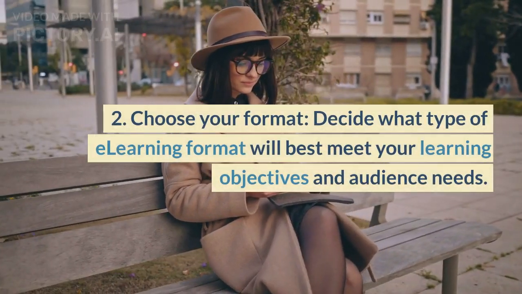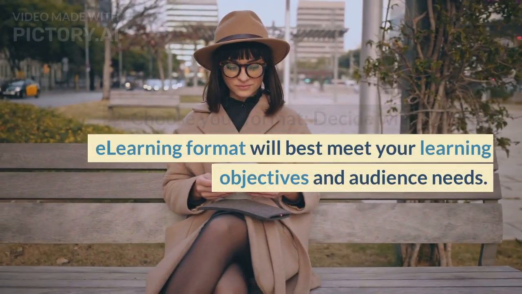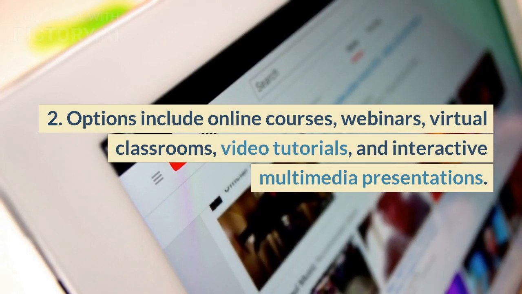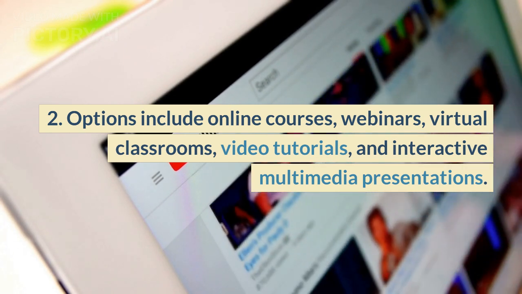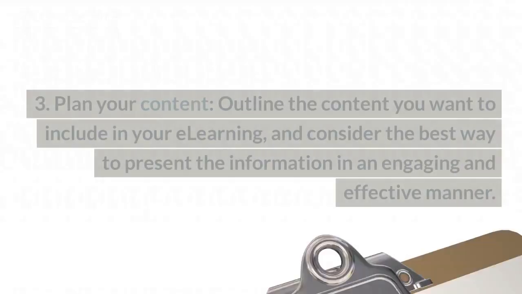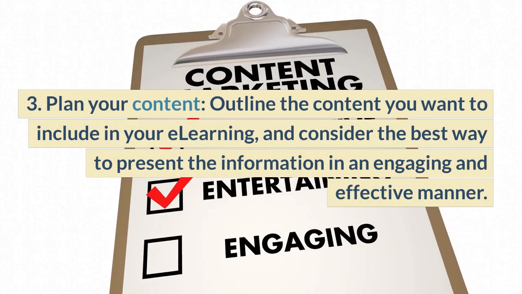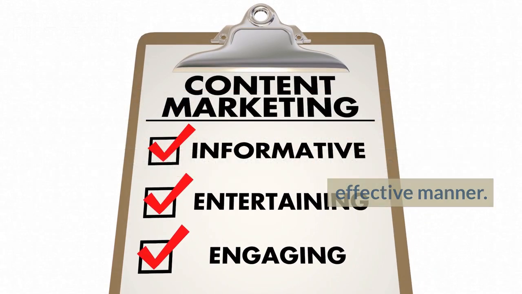2. Choose your format. Decide what type of e-learning format will best meet your learning objectives and audience needs. Options include online courses, webinars, virtual classrooms, video tutorials, and interactive multimedia presentations. 3. Plan your content. Outline the content you want to include in your e-learning, and consider the best way to present the information in an engaging and effective manner.